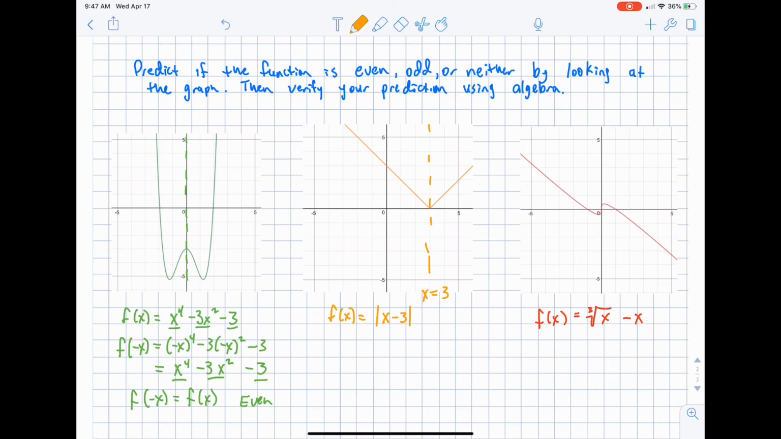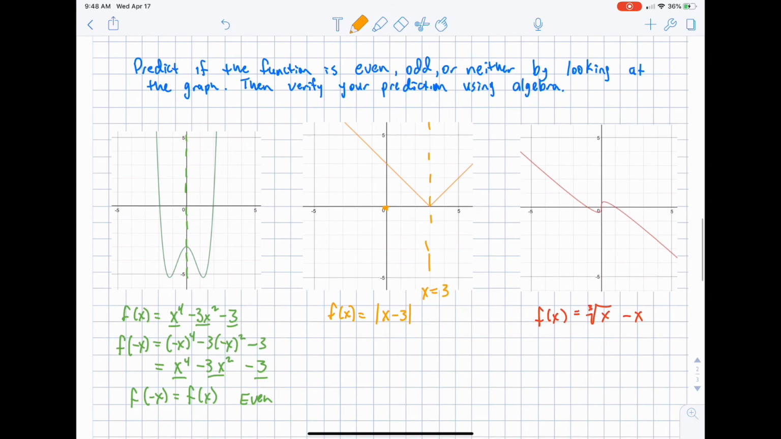And then if I look at the origin, if I was to rotate this around the origin, it's not going to line up unless I go all the way around. I have to go all the way 360 degrees. So it's not going to have symmetry about the origin. So I'm going to predict that this is neither even nor odd. But we're going to verify that with the algebra.